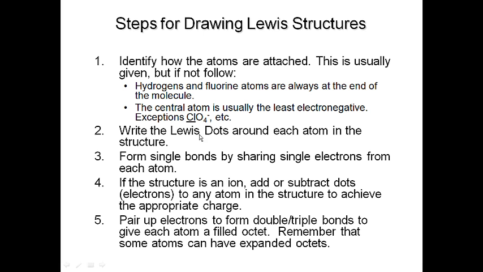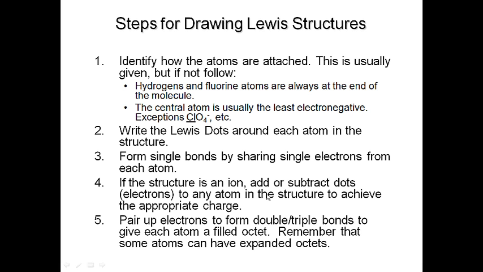Then what I like to do is write the Lewis dots around each atom. So I'm going to give each atom the appropriate number of electron pairs or electrons that it has, depending on its group. And then we begin to form single bonds by sharing single electrons from each atom. If your structure is an ion, you're going to add or subtract electrons, and you can take those from any atom. If it's a negative ion, you're going to add the appropriate number of electrons. If it's a positive ion, then you're going to take the appropriate number away. And then you look at all the atoms. If there are any atoms that don't have completed octets, we then pair up the electrons to fill the octets, forming double or triple bonds.